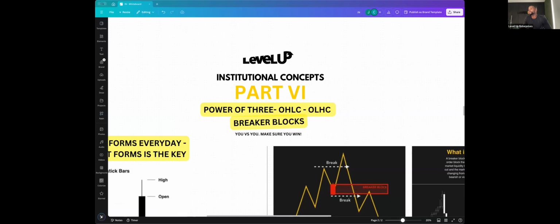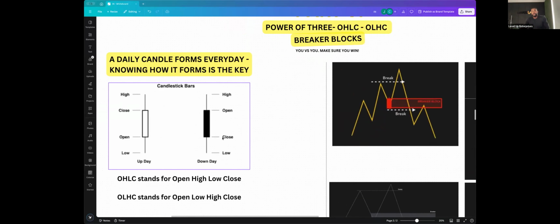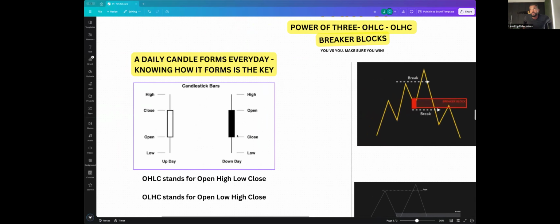Power of 3 was definitely the top choice. So we're going to go ahead and go through that. One second here. Here we go. Okay, so a daily candle forms every single day. Every single day, a daily candle forms. You need to know how it forms. How it forms is the key.